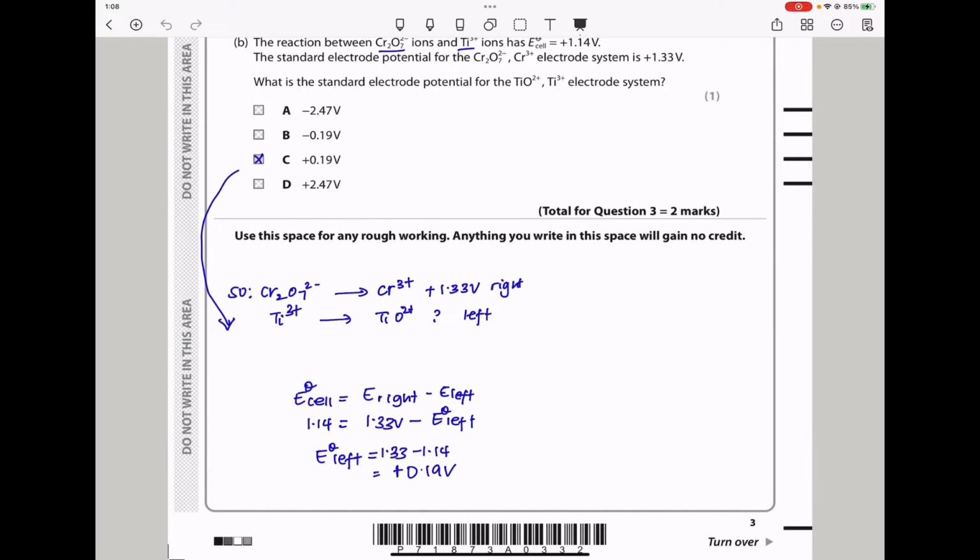We know for this reaction to occur, the E theta for the cell is going to be E right minus E left. But this is reduction, and that is oxidation. So this is going to be the E right, which is 1.33, minus the E theta for the left-hand half cell, which we do not know. And again, remember the one that gets oxidized is going to be on the left. The one that is reduced is going to be on the right. So making this the subject, I got 1.33 minus 1.14, giving me positive 0.19 volts. Therefore, C is my answer.